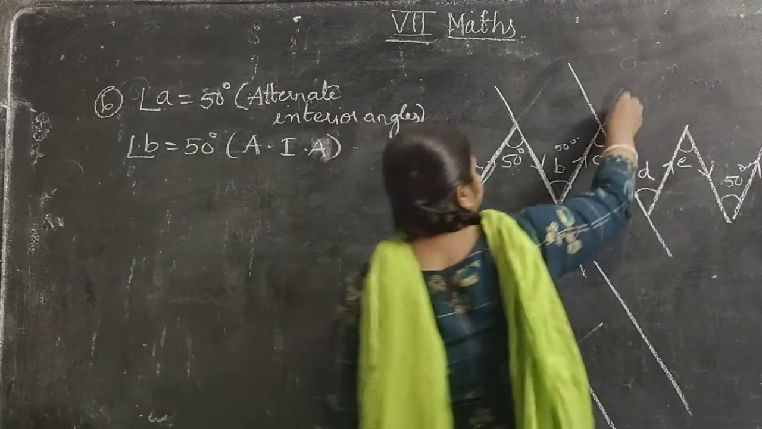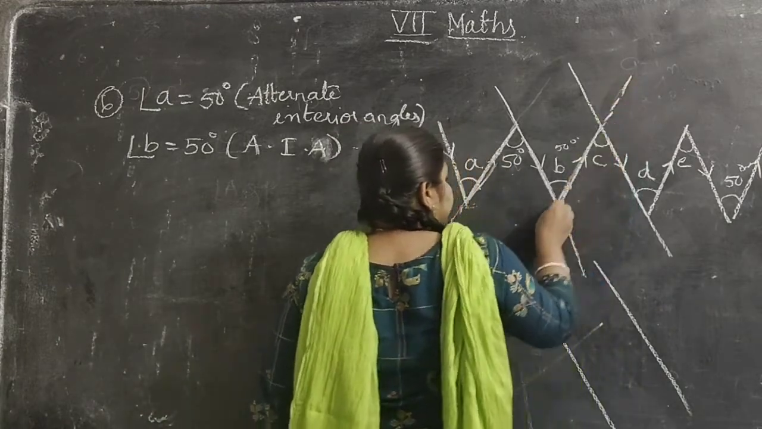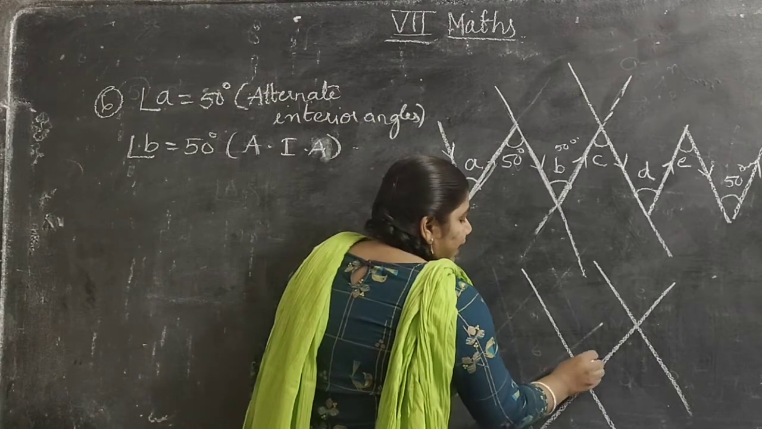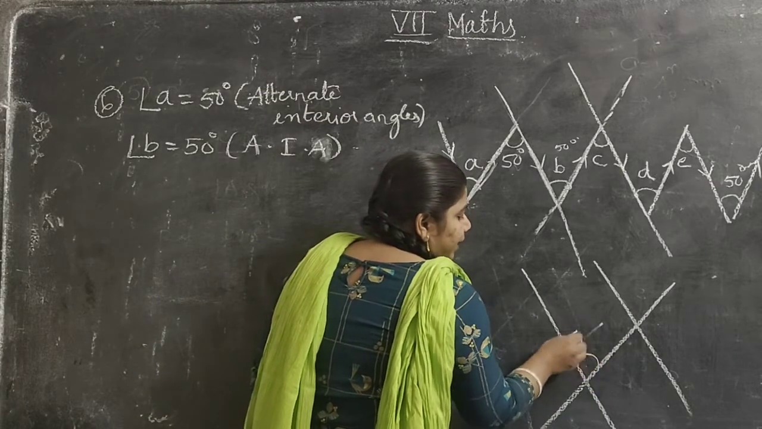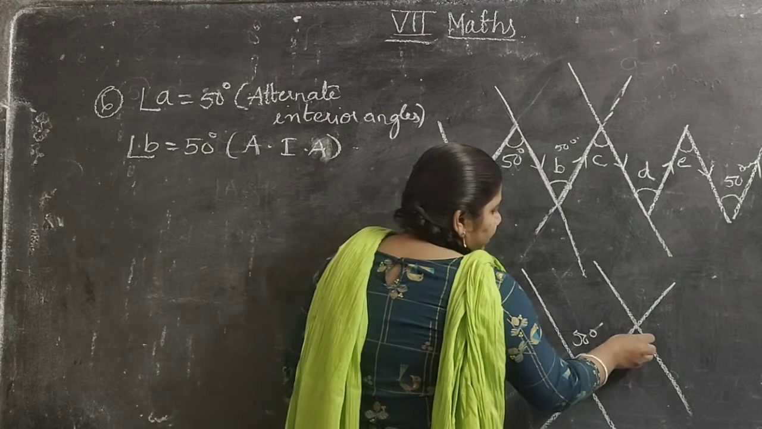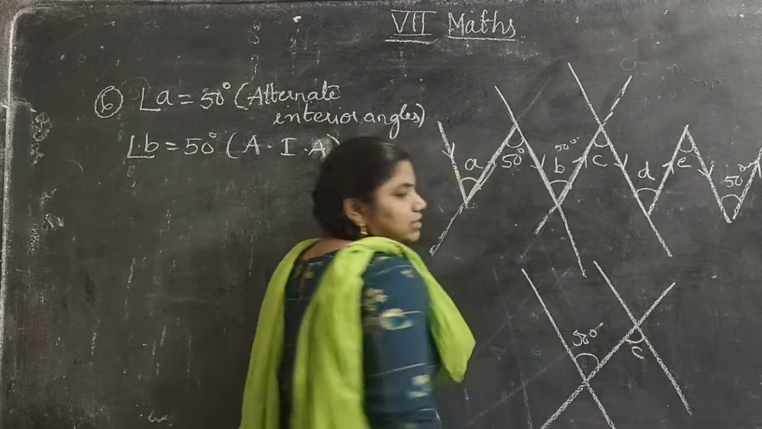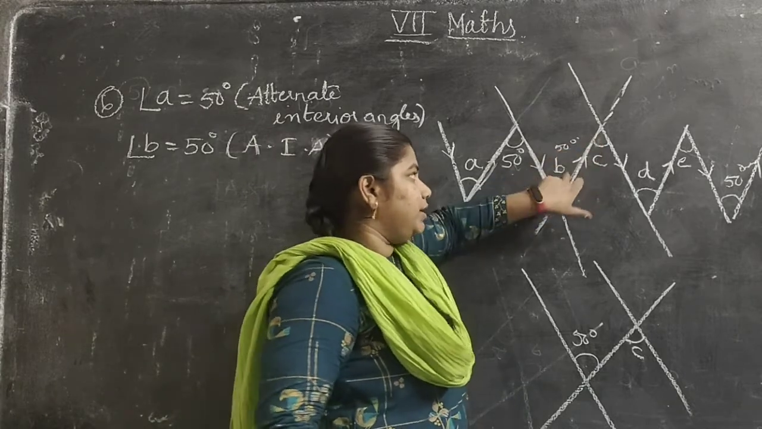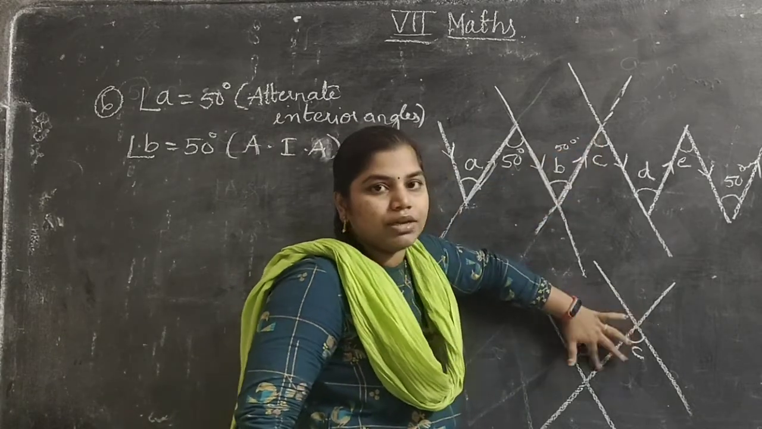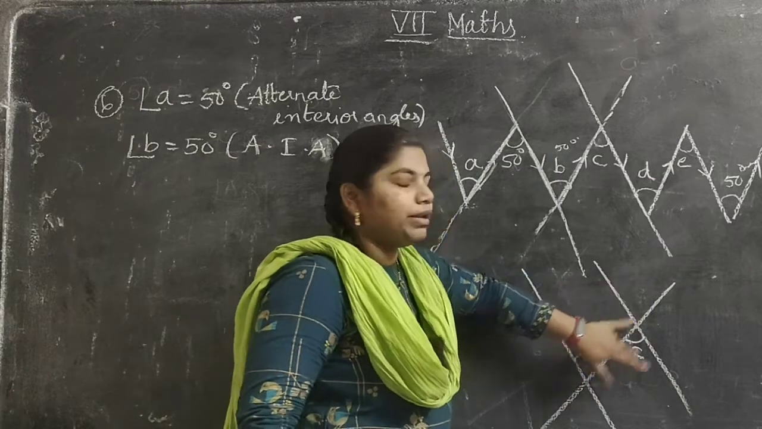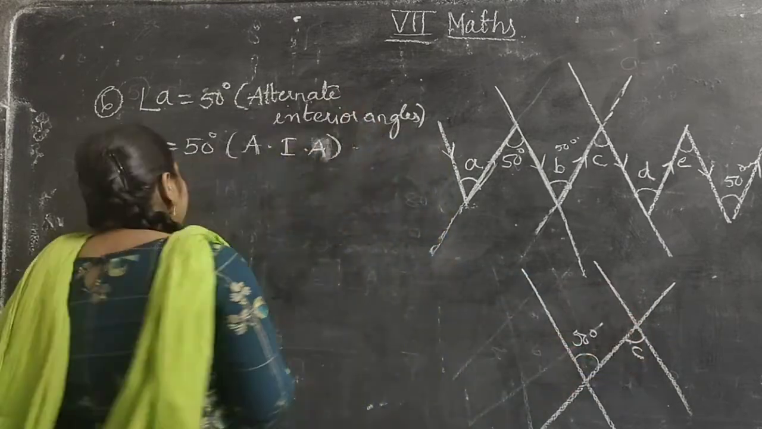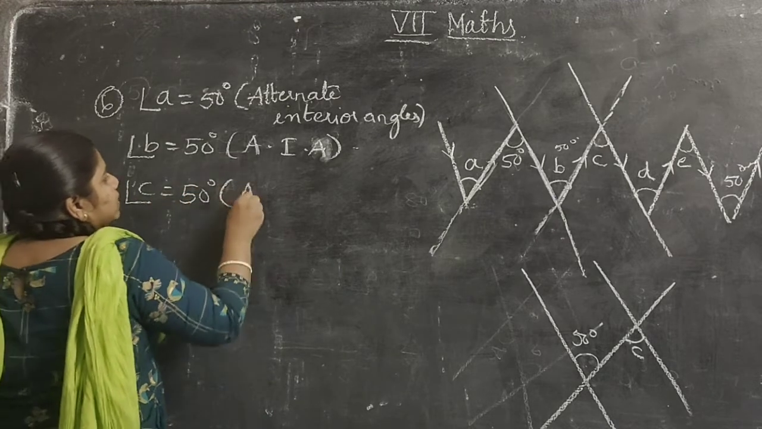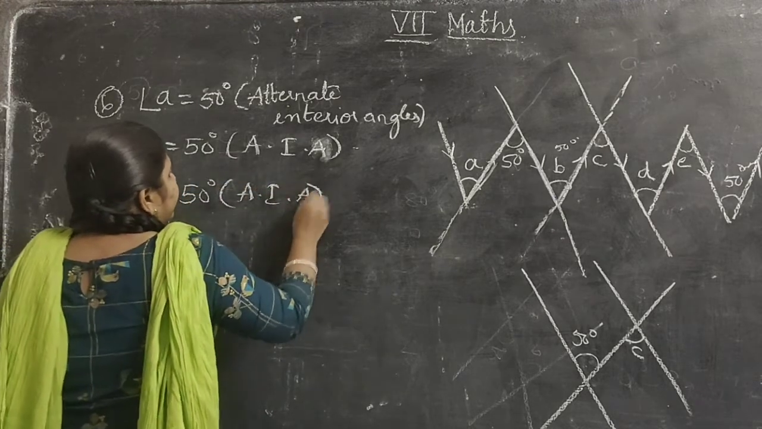And what is the transversal? This is the transversal, which is lying in this way. Where is angle B? Angle B is here, and angle B is 50 degrees. We have to find angle C. These two angles are alternate interior angles, and we know that alternate interior angles will be equal. So we can write angle C is equal to 50 degrees because they are alternate interior angles.